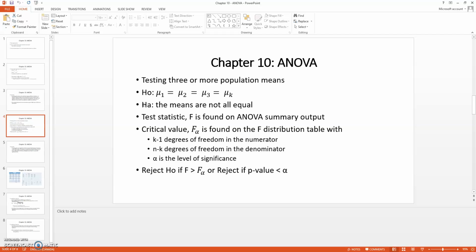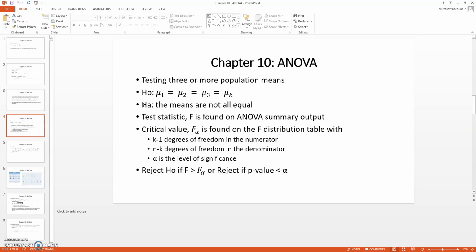We do this hypothesis process the same way as we've done other hypothesis processes, where we compare the test statistic to the critical value, or threshold value. The test statistic is found on the ANOVA summary output. The critical value could be found there as well, or we may have to find it using the F distribution tables. It has 2 degrees of freedom: k minus 1 in the numerator and n minus k in the denominator. K represents the number of populations, and n represents the total number of observations in all of the populations.